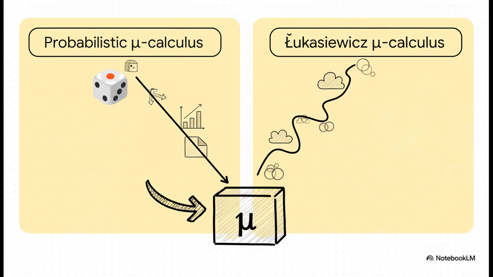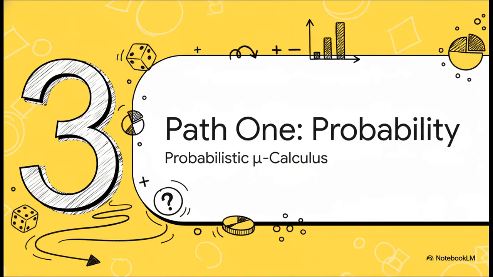Down one path, you've got the Probabilistic Mu Calculus, which, as the name suggests, is all about pure probability. And down the other, you've got the Lukasiewicz Mu Calculus. Yeah, it's a mouthful. This one is all about fuzzy logic. So let's take that first path and see where it leads. All right, Section 3. We're on Path 1, pure probability. We're talking about the Probabilistic Mu Calculus.